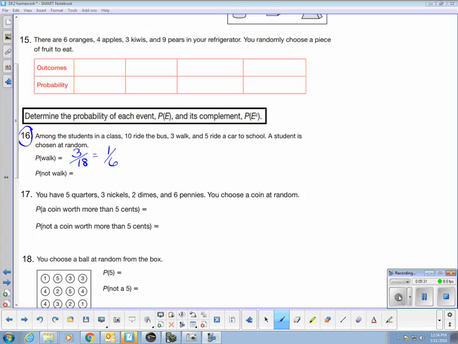If you're a student who does not walk, that means you ride the bus or you ride in a car. There are 15 students who either ride the bus or ride a car out of a total of 18, which reduces to 5/6.